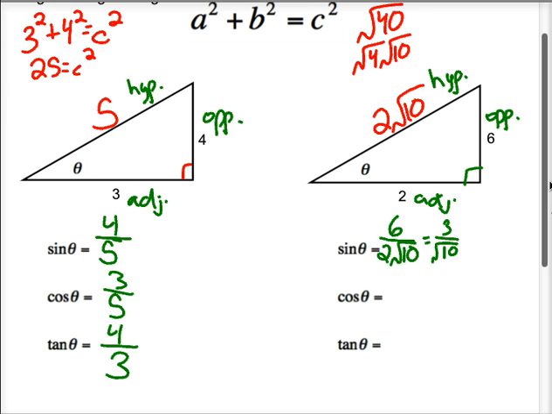And now remember rationalizing the denominator. Okay, so remember we don't want to leave that square root of 10 down there. So I'm going to multiply top and bottom by the square root of 10. So I get 3 square roots of 10 on top, and then just a 10 on the bottom. Remember, square root times itself just gives you the number that was inside.